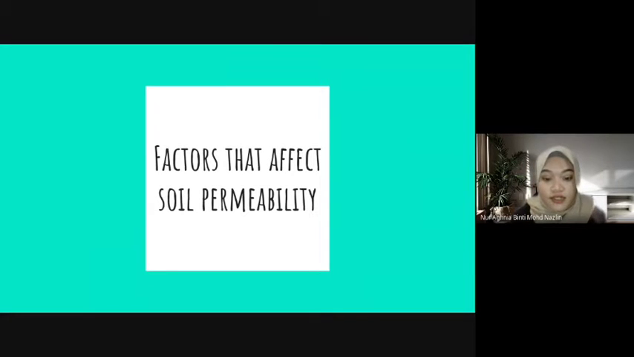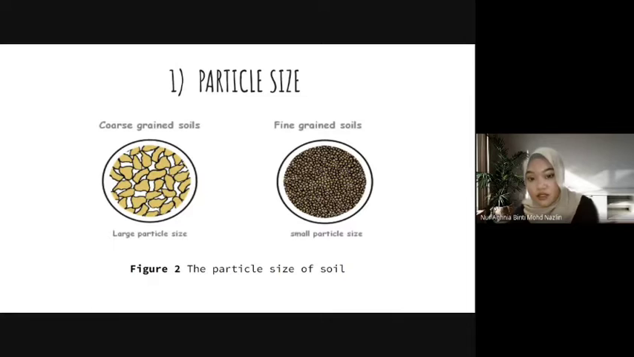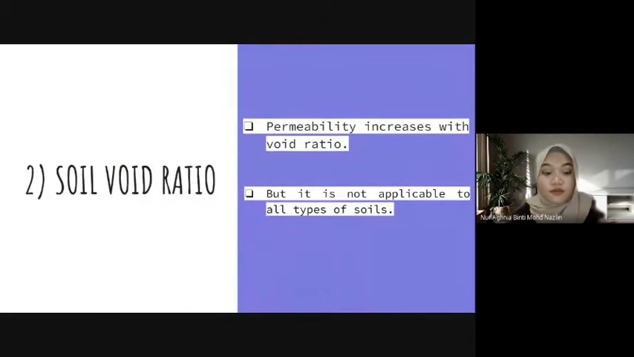Next, factors that affect soil permeability. Firstly is particle size. Permeability varies according to the size of soil particle. If the soil is coarse-grained soil, the permeability is more, and if it is fine-grained soil, the permeability is low. This is because coarse-grained soil has large particle size and fine-grained soil has small particle size.